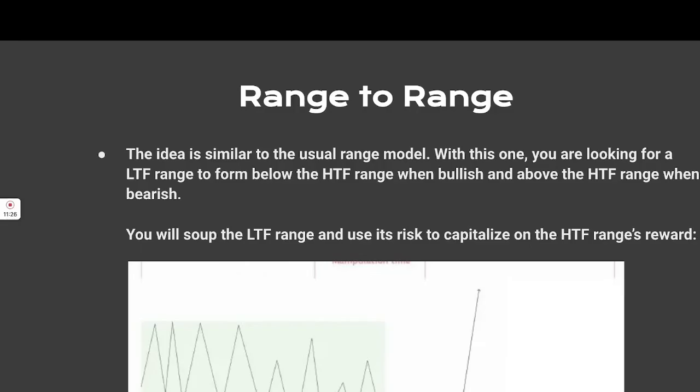The range-to-range model. The idea is similar to the usual range model. With this one, you are looking for a low time frame range to form below the higher time frame range when bullish, and above the higher time frame range when bearish. You will soup the lower time frame range and use its risk to capitalize on the higher time frame range's reward. This is exactly how you catch high R-to-R trades.